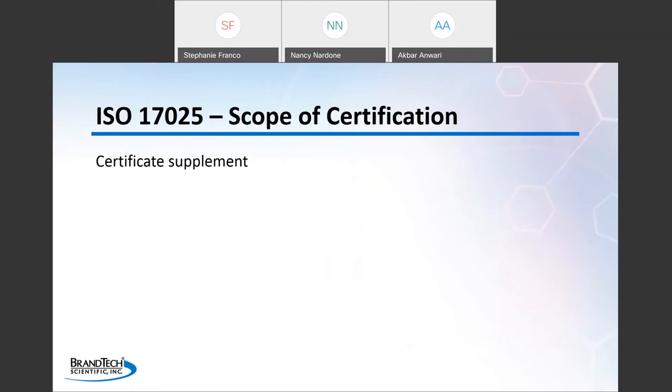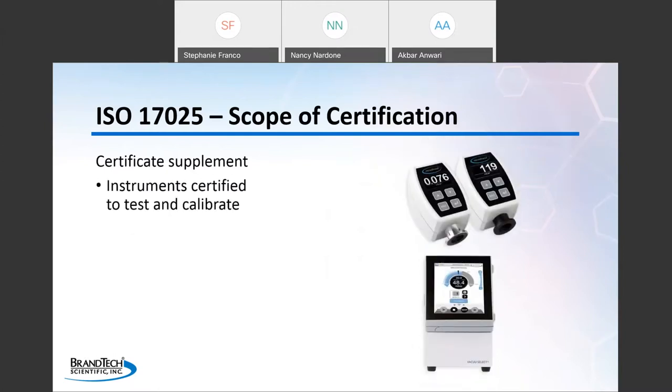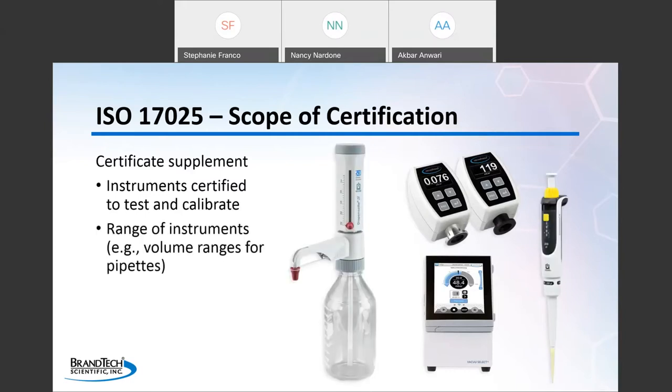So when a facility gets an ISO 17025 certification, with that certification, they get a certificate supplement. And that certificate supplement will list the equipment or devices that the facility has been certified to test and calibrate, such as vacuum gauges. Additionally, it will also note the range of instruments that the facility is certified for. In the case of liquid handling instruments, it will specify the volume ranges of instruments that the facility is certified to test. However, 17025 doesn't provide the standards for the specific equipment or devices required to conduct the testing, or specify how the testing and calibration should be performed.